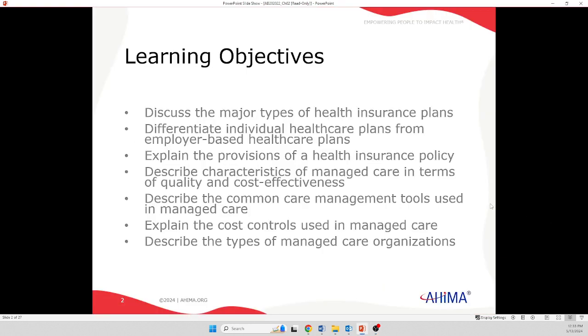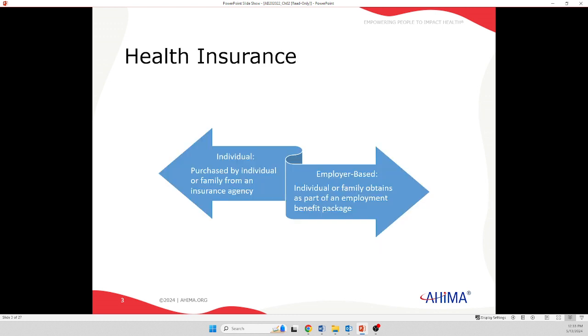Okay, let's get started. There's your objectives for the chapter. Now, there are 3 ways that we can get insurance. 2 of those are listed here. Individual, which is where we can go and purchase it from an insurance agency. Second way is employer-based, which is where you get it as part of an employment benefit package. And then the third way is government-sponsored, which would be Medicare, Medicaid, and you're going to learn about that in our next module with Chapter 3.